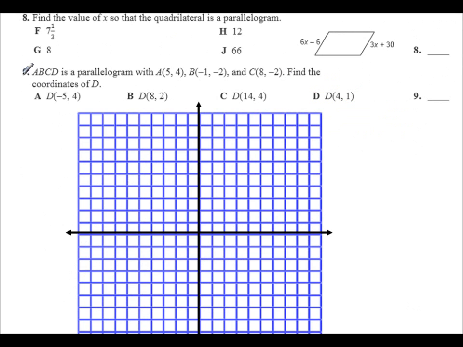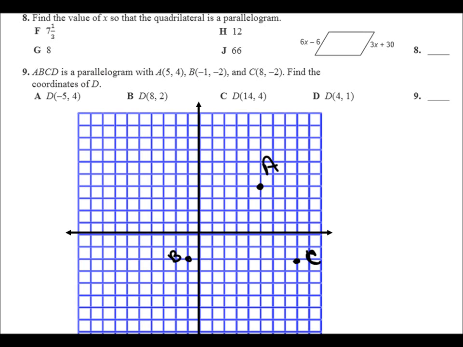Okay, number 9, for this next example, it would be helpful to use your graphing paper to figure out what the coordinates of D is. So they give us A is 5, 4. So this is point A. We have B is negative 1, negative 2. C is 8, negative 2. And we're looking for D.